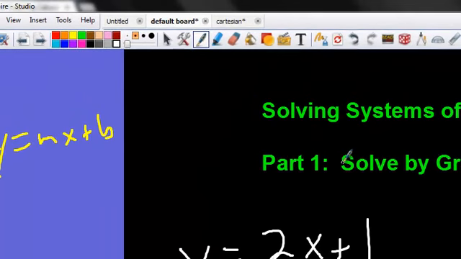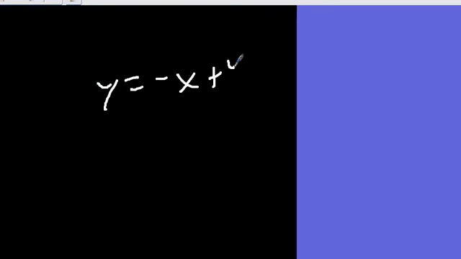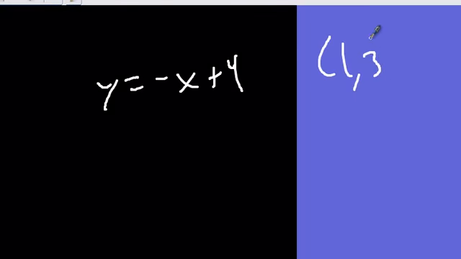Plug your answers in. The answer must make every single equation true. So if it works in the first equation, but not the second one, it is not a solution. It has to make every equation true. When you get into 3x3 systems, which will probably be in Algebra 2, you have to make all three equations work. So all you have to do is take your equation and plug it in. So y equals 2x plus 1, y equals negative x plus 4. Our point was 1, 3.